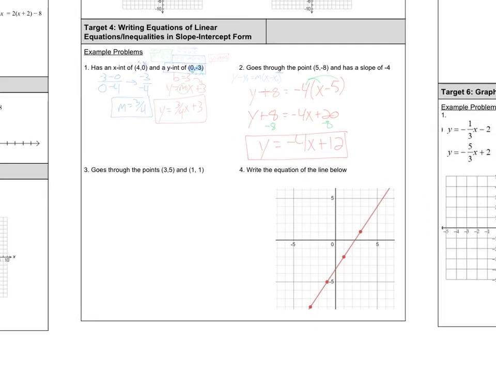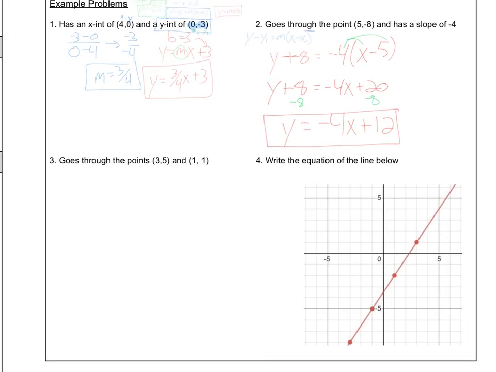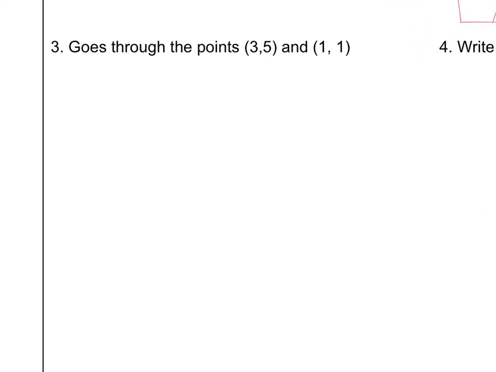All right, number 3. They gave us 2 points. We don't know the slope though. Gosh dang it. Well, if they give me 2 points, I can calculate the slope. And as soon as I know the slope, I can use point-slope form. So this is certainly very doable. First thing we need to do is calculate the slope.